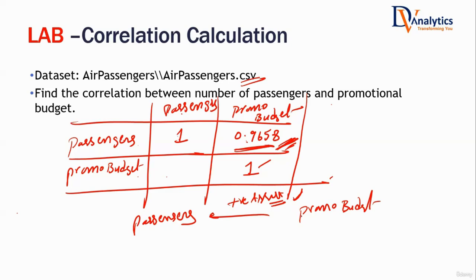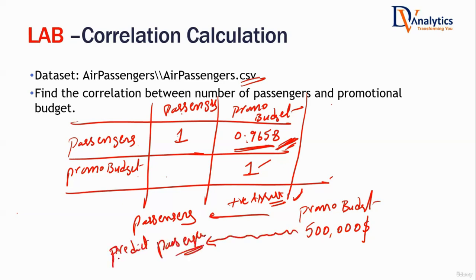Can you tell me this? Next week, we are planning to spend $500,000, $5 lakh, on promotional budget. That's our plan for next week. Using your analysis, can you predict how many passengers will come? That's the question the client is asking you.